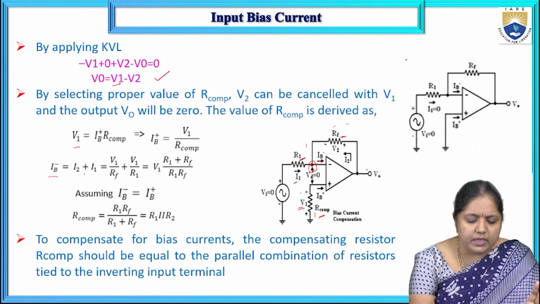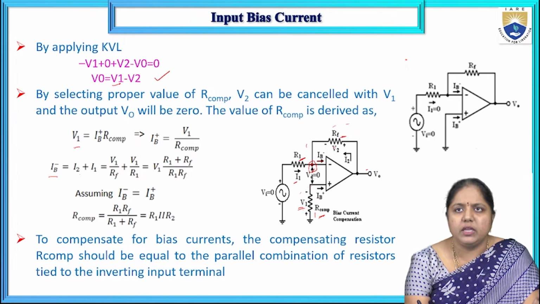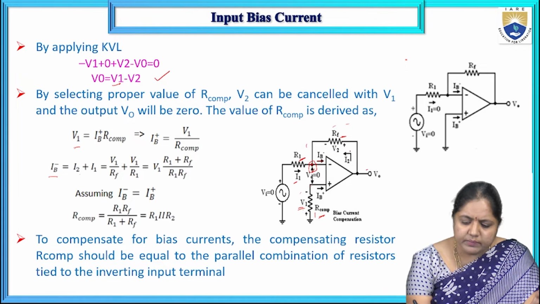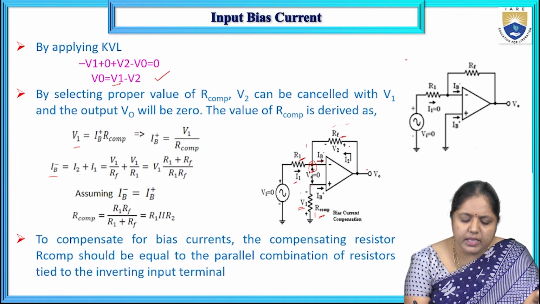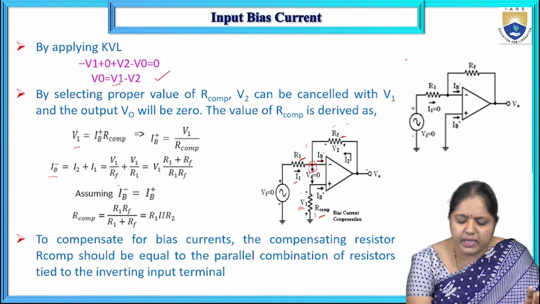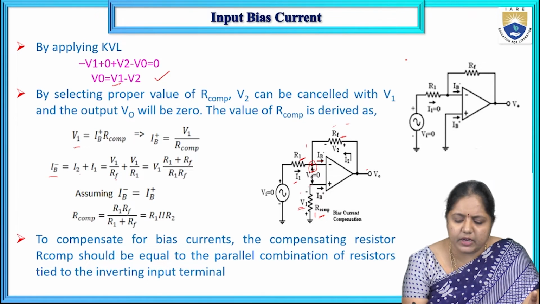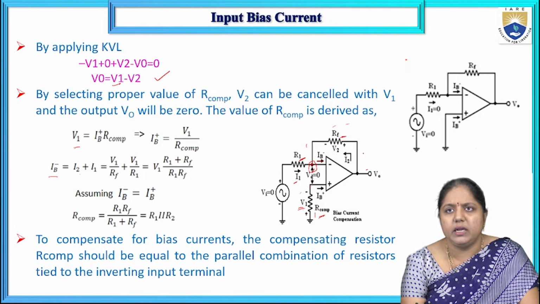So based on this, I2 plus I1 equals IB minus. What is I2? I2 is nothing but the current passing through the feedback resistance RF. So I2 is simply V1 by RF. I can take it in two forms, V1 and RF.